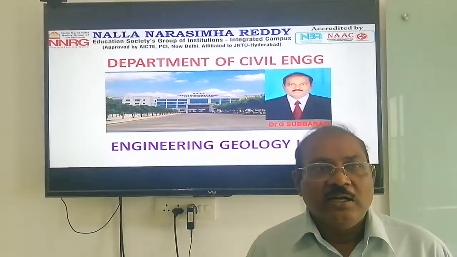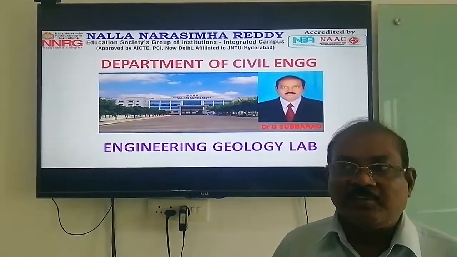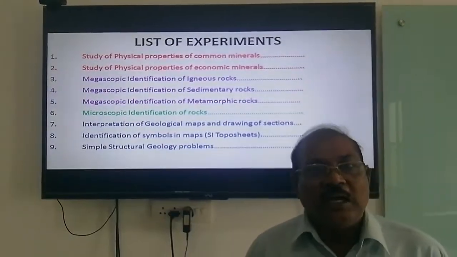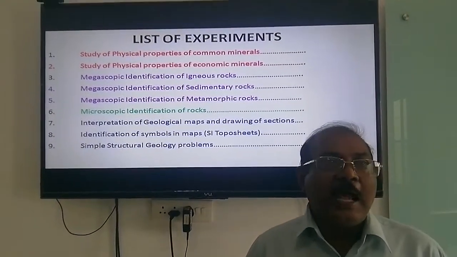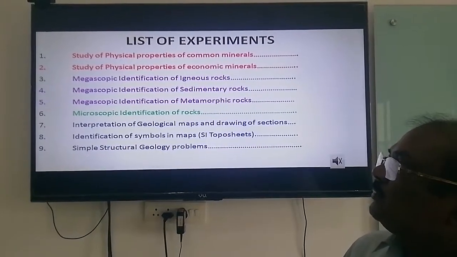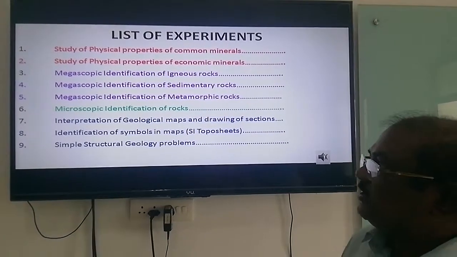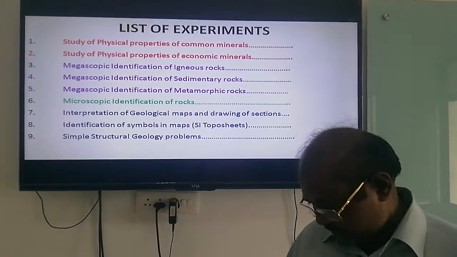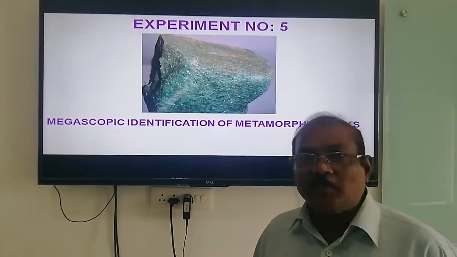In today's session, I am going to discuss the identification of metamorphic rocks. Let us start the topic. As per the JNTU regulations, the engineering geology lab consists of 9 experiments. Among the 9 experiments, megascopic identification of metamorphic rocks, that is the 5th experiment, is explained in today's session. Experiment number 5, megascopic identification of metamorphic rocks.